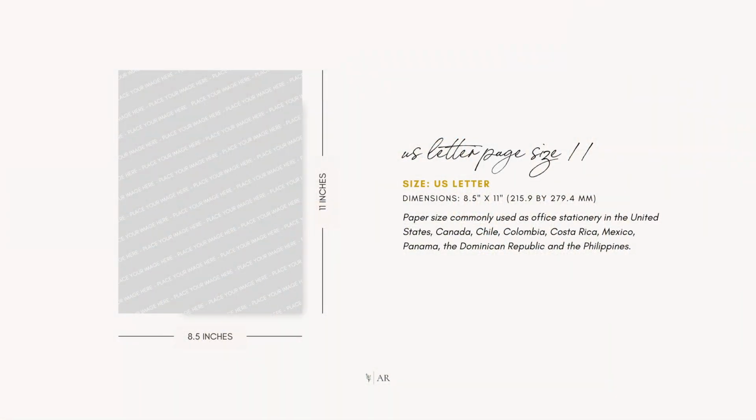Okay, let's dive right into the first step, which naturally is to open your design software and select the document size you want to work in. For planners, the 3 most popular page sizes you can work with are US letter, which is 8.5 by 11 inches and is commonly used as office stationery in the United States, Canada, Chile, Colombia, Costa Rica, Mexico, Panama, the Dominican Republic, and the Philippines.